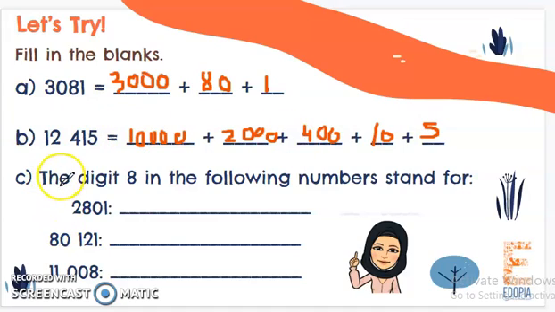Moving on to part C, the digit 8 in the following numbers stands for what? Here we have 2,801. This 8 is at the hundreds place value. Hundreds place value makes it 800. Here we have 8 at 10,000s place. This means 8 10,000s. 8 10,000s makes it 80,000. Now the last one, 11,008. Here we have 8 at ones place value. This means I'm going to write simply 8 here.